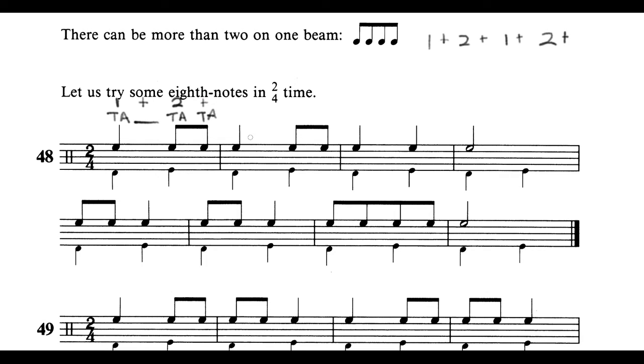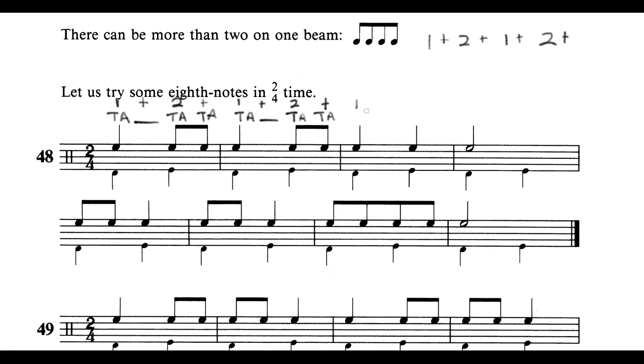Notice the second measure is an exact duplication of the first, so it's going to be the same thing. 1 and 2 and. I'm going to say ta on 1 and hold that ta for the and of the beat. Then ta on 2 and ta on the second half of 2 on the and of 2.